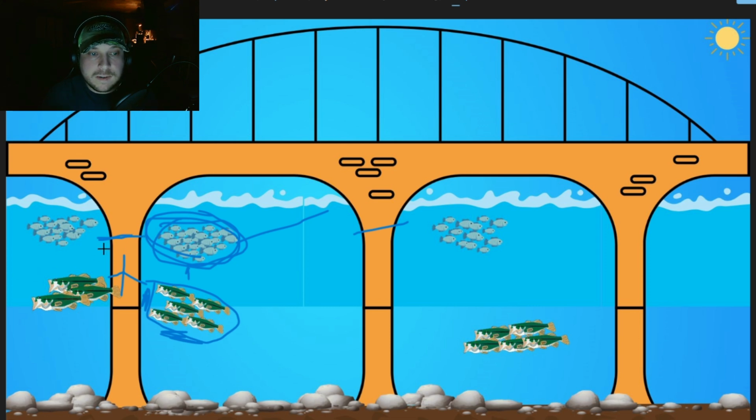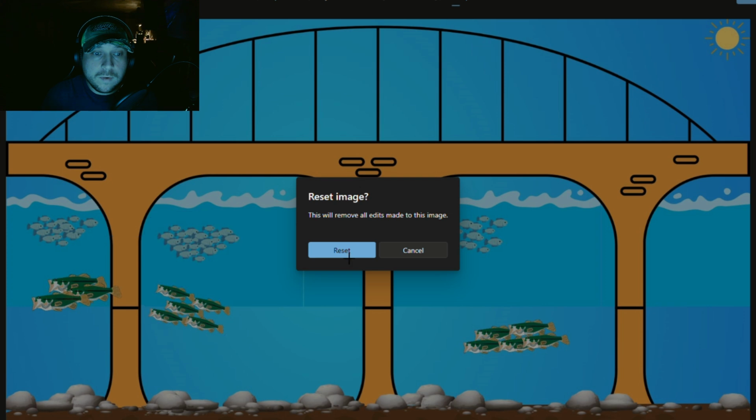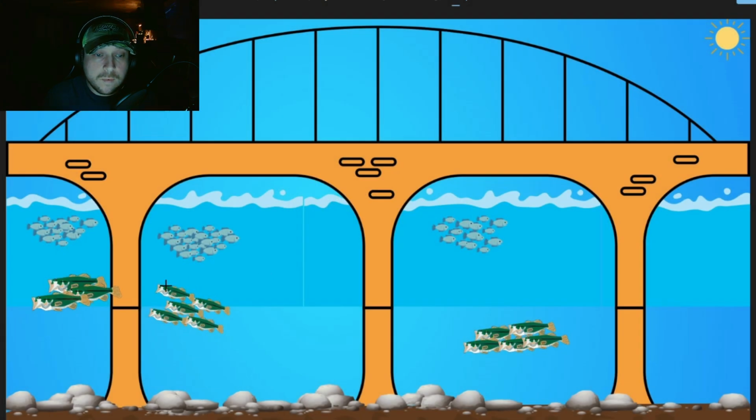Simply because these shad are going to come across right here. These bass are going to be hiding behind the pillars of the bridge, and they're going to push up and ambush at the same time. So what they're doing is they're getting a double bite. So they're going to push up on these right here after they come around and feed on these.